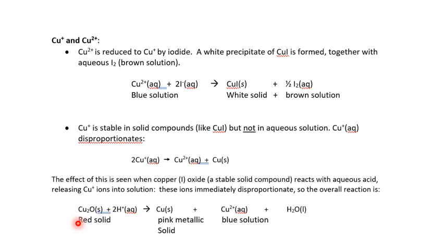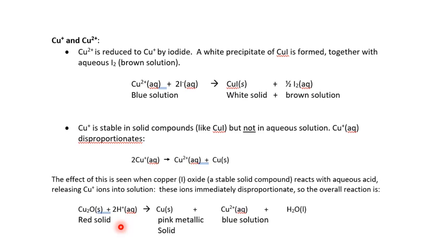If you get copper 1 into aqueous solution, it immediately disproportionates. So aqueous copper 1 just isn't stable, and half of it will get oxidized to copper 2, half of it will get reduced to copper metal. So that can happen if you start with copper 1 oxide. So that's this compound, Cu2O, which is a red coloured solid.